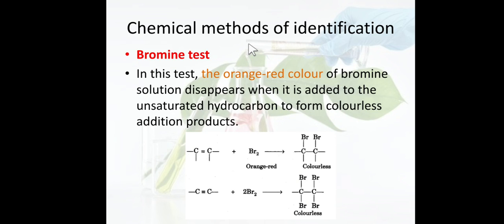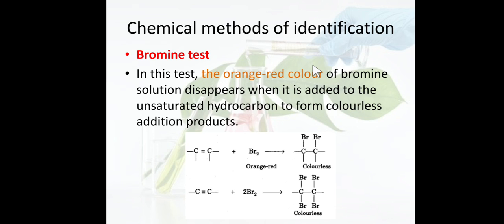So the first test I am going to discuss is the bromine test, which is used for the identification of unsaturation in the compound. I will say the unsaturated hydrocarbons can be detected by the bromine test. In this test, the orange red color of bromine, as you know bromine is orange red, I will say brown in color, that's why it is called bromine, and this bromine solution will change its color from orange red to colorless if there is a presence of unsaturated hydrocarbon.